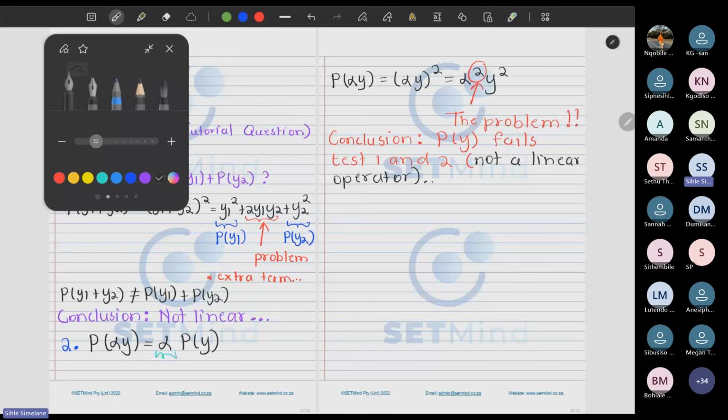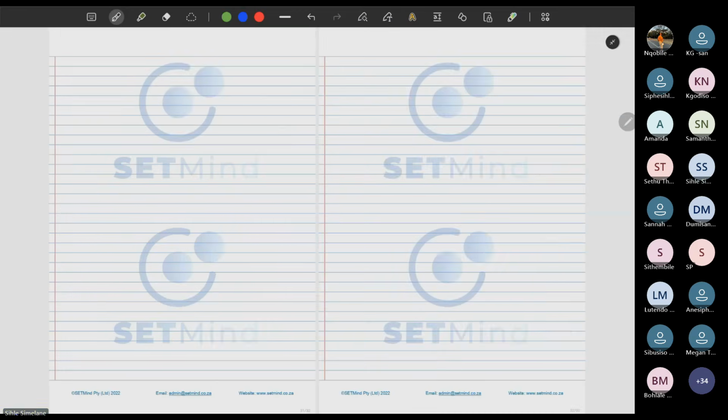Okay, I see some thumbs ups. Let's have a look at example 14, just to make sure we cement this. So the question is: is this linear or not?